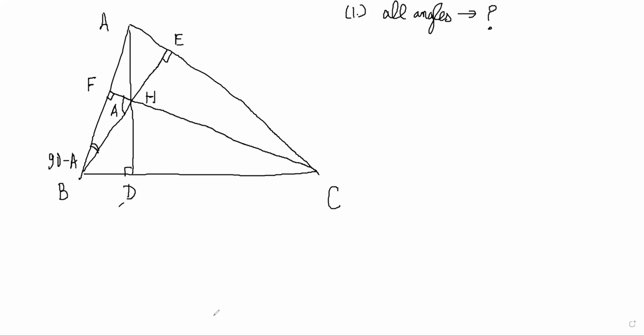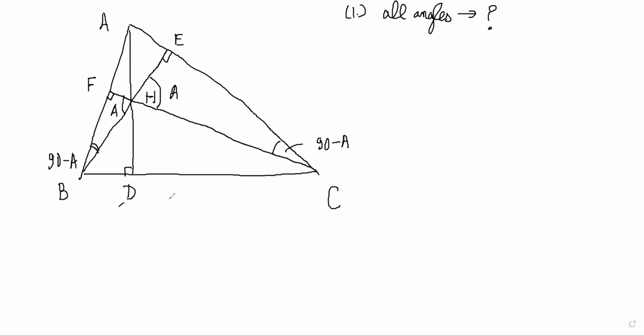Yeah, and let's say CHE. I know this is equal to 90 minus A. Again, so CHE is A. Obviously, it was vertically opposite also. Okay. Everything you know. Are you convinced?